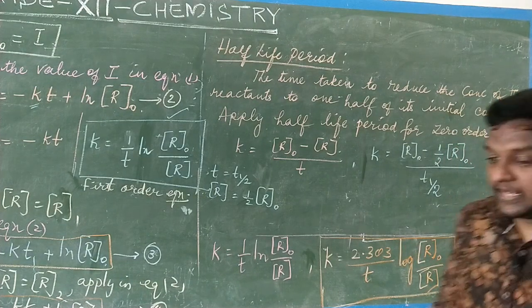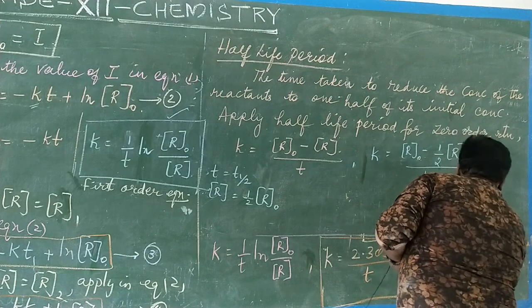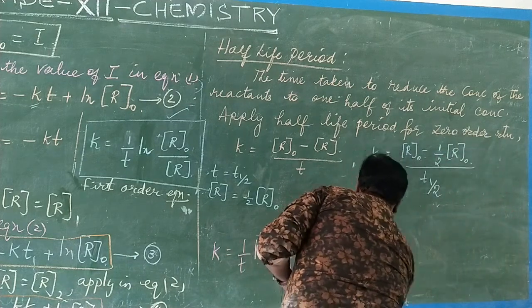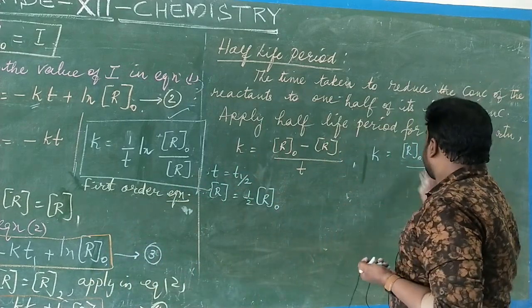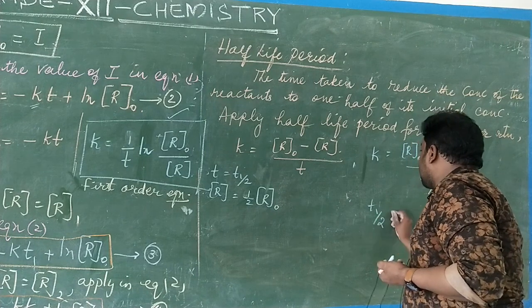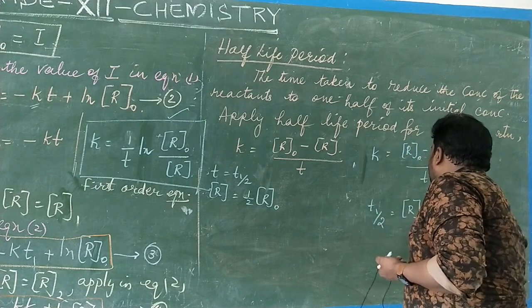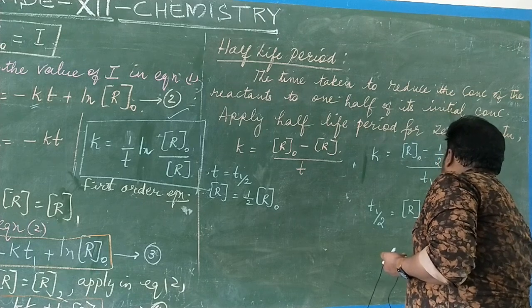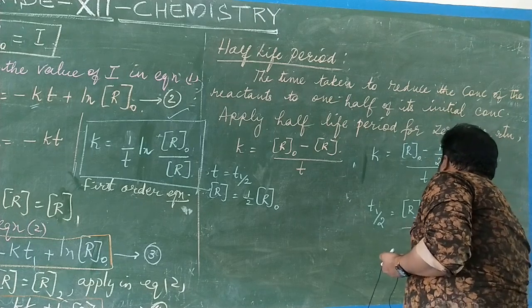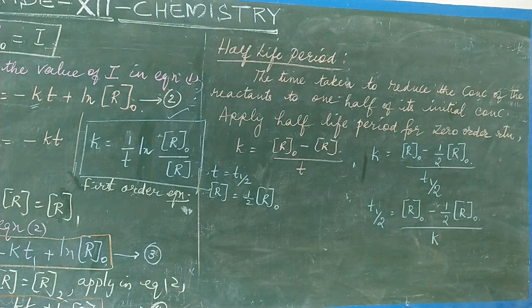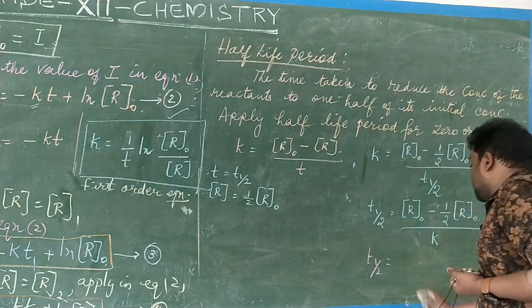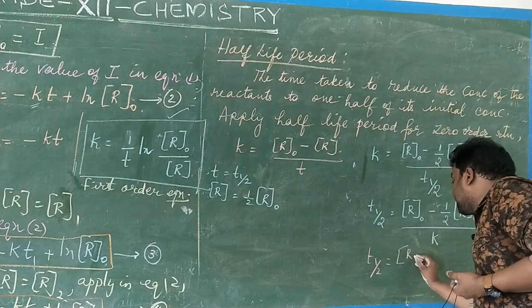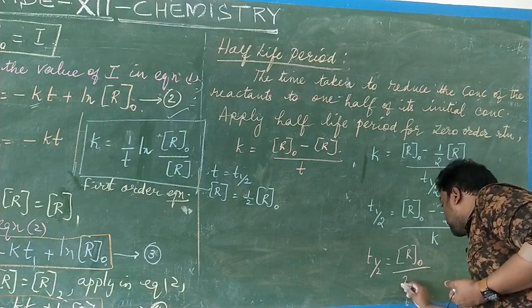Correct? Now next step. என்ன செய்யணும்? நம்ம இப்போ half-life period T half தான் calculate பண்ணணும். அப்படி T half ஓட value calculate பண்ணணும். What will happen? T half will come this side. So T half is equal to concentration of R0 minus 1 by 2 into concentration of R0, the whole divided by K. So that is T half is equal to concentration of R0 divided by 2 into K.